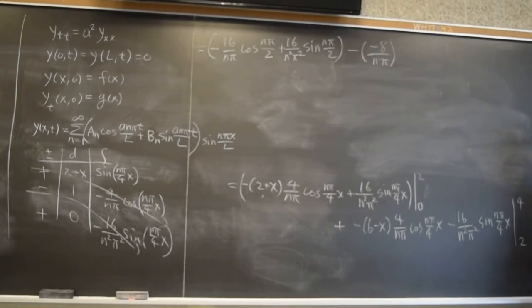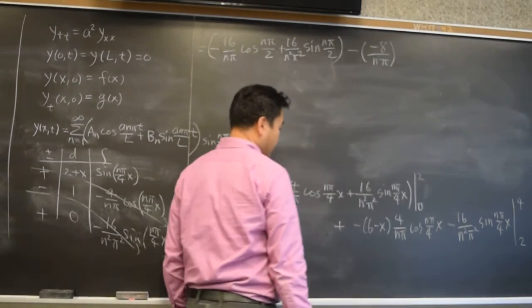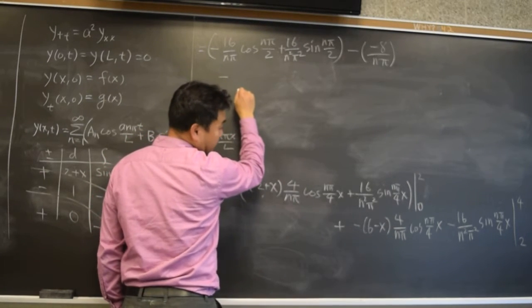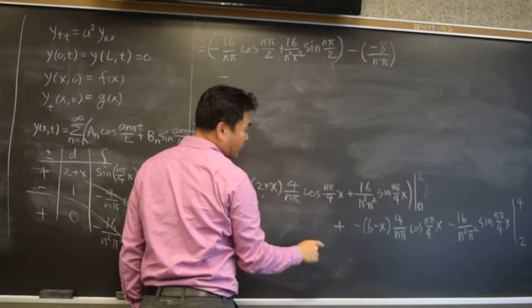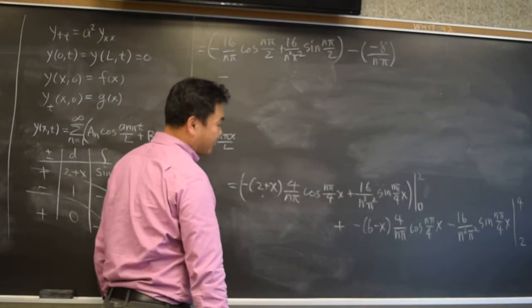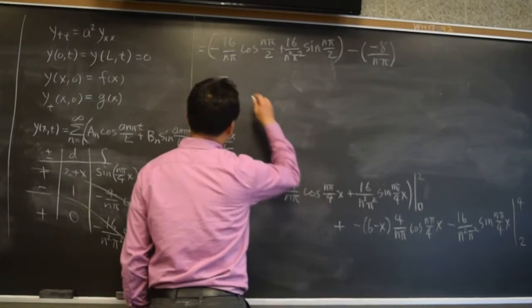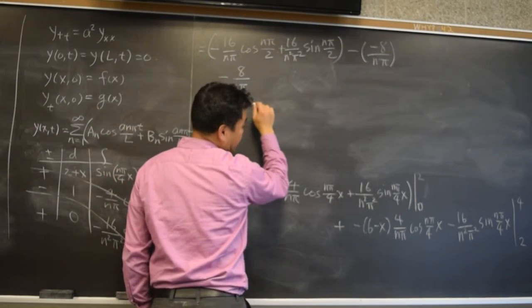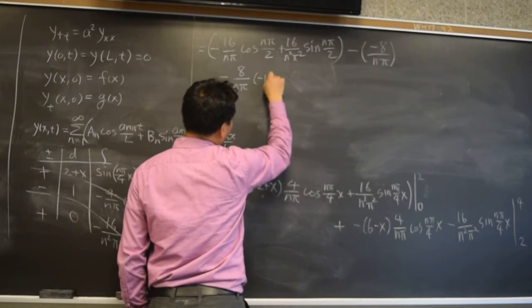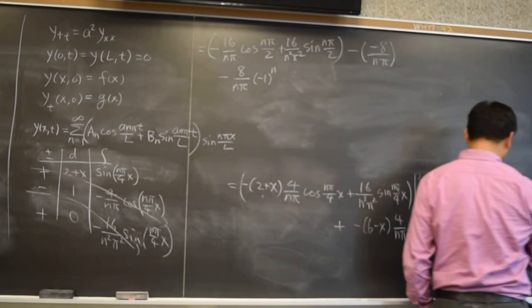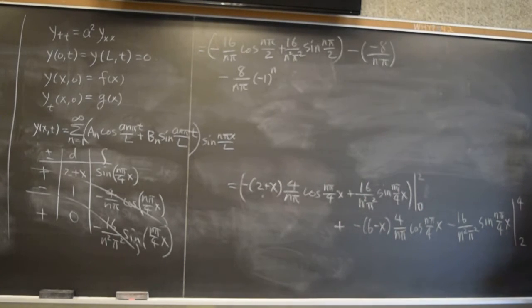Okay, now in the second integral, it's negative. Plugging in 4 gives you cosine n pi, which is negative 1 to the nth power, right? If you plug in 4, it's negative 8. So it's negative 8 over n pi. And this is negative 1 to the nth power, because you get cosine n pi. And plugging in 4 here gives you sine n pi, which is 0. So that's all you get.